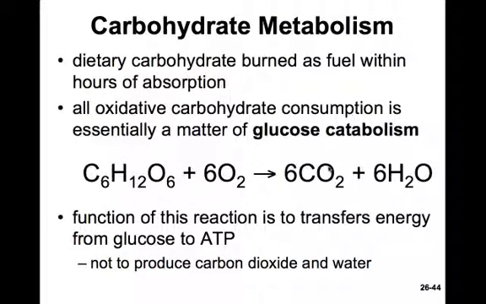Okay, so let's take a trip back in time and recall some of this general biology as we explore carbohydrate metabolism. So dietary carbohydrates are burned as fuel very quickly after absorption. All three of the monosaccharides are going to be absorbed from digested food. As you know, we've got glucose, galactose, and fructose, the last two of which are quickly converted into glucose. So all oxidative carbohydrate consumption is essentially glucose catabolism.